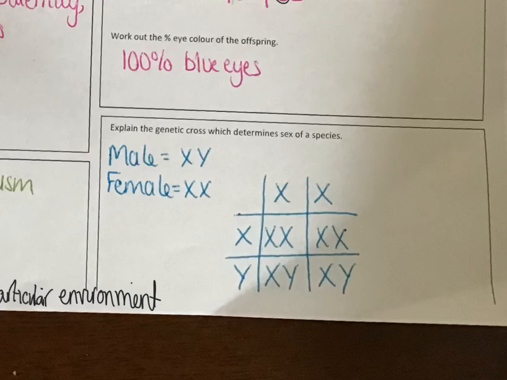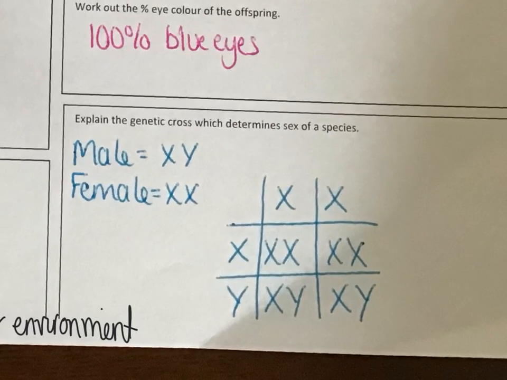Okay. Then we've got a sex cross, which determines the sex of a species. And we know that the male chromosomes are XY and females are XX. You would set it up the exact same way we just did. So I've got female on top, XX, then I've got male across the side, XY. And same thing again, we take our 2 and we put it into our box. We've got XX, XX, XY and XY. So we are literally 50-50 on having a boy or a girl.